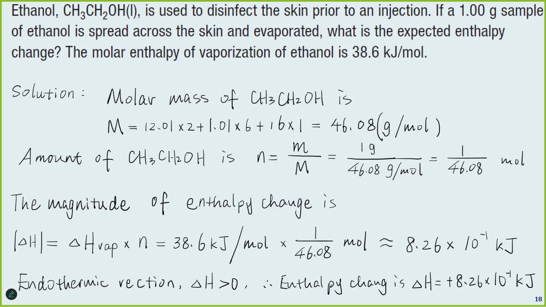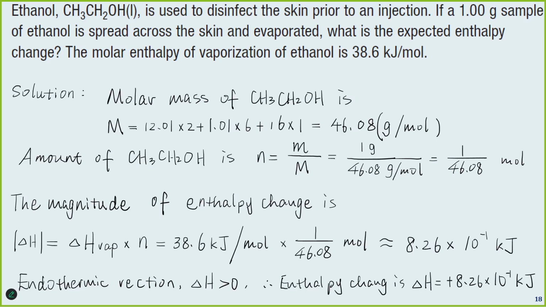Alright, now let's have a look at the solution. So we know the molar mass of the ethanol is calculated by using this method, right? Which is given by 46.08 grams per mole. So the amount of the ethanol is given by n equals the mass of the ethanol over its molar mass, which is 1 over 46.08 moles. So we can just leave these numbers here. You don't have to use any approximation because it's just some intermediate steps.